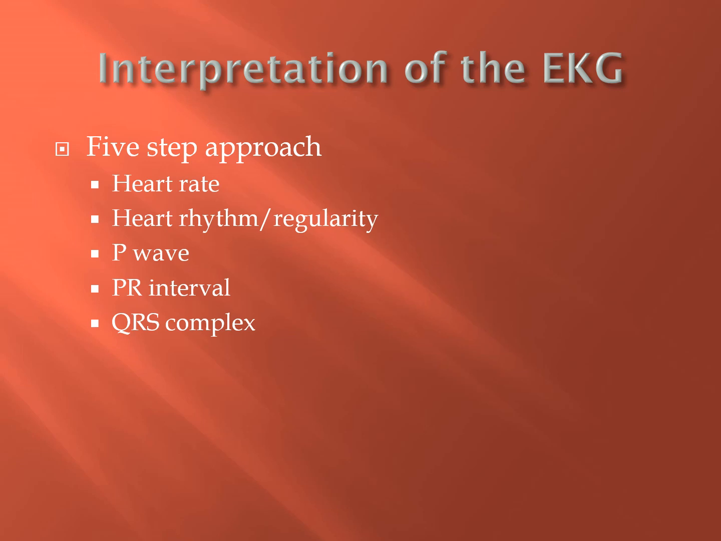You look at the heart rate, the rhythm, how regular the rhythm is. If it's regular, that means every 5 boxes there's an R wave, and so on. That would be regular. Or it could be 5 boxes, 3 boxes, 2 boxes, 5 boxes. That would be an irregular rhythm, right? So we're going to look at the P wave. Is it there? Is the PR interval normal? Is the QRS complex narrow or wide? We're going to look at all of these things.